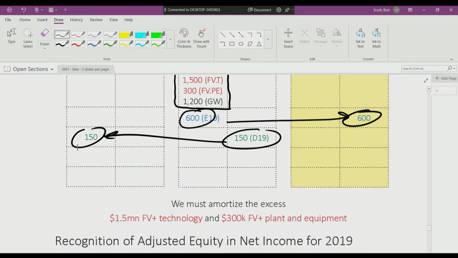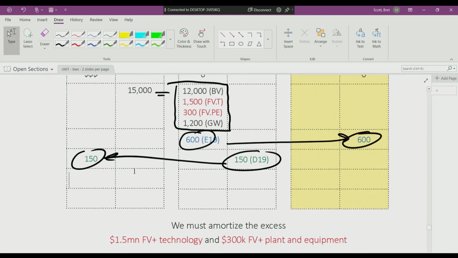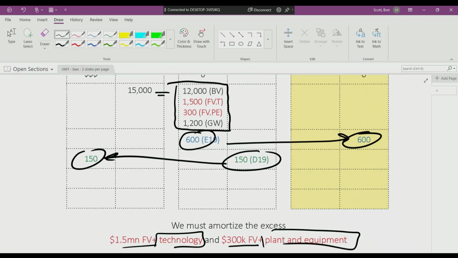Okay. Now, here's the tricky part. What we've introduced in this example are adjustments in fair value due to the technology, as well as the fair value bump associated with plant and equipment. The tricky thing about this is we have to amortize these bumps, these fair value adjustments, away because they have a finite life. We don't amortize goodwill for financial accounting purposes. We'll leave that in the investment account. But over time, we need to whittle down this 1.5 million and 300,000. We need to whittle that away to nothing. And so that's what we're going to look at next.